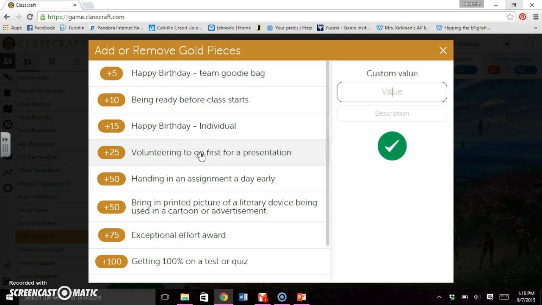When we do presentations, volunteering to go first, handing in an assignment a day early. The easiest way to get this is when we do the Wordly Wise, and I assign A and B, do C and D. Bringing in printed pictures of a literary device being used in a cartoon. You can do this up to twice a week. You'll see some of them already on my board from my other classes, and getting 100% on a test or a quiz.